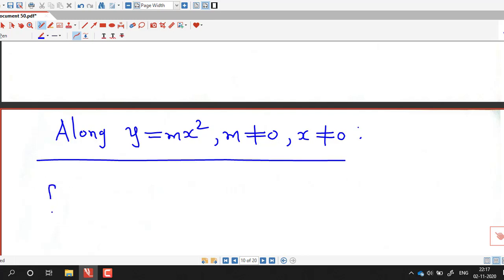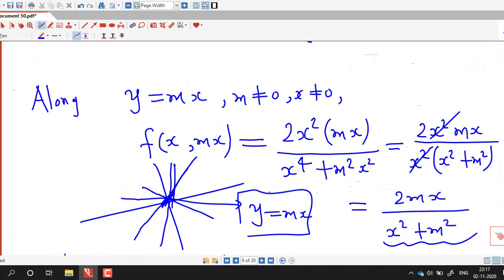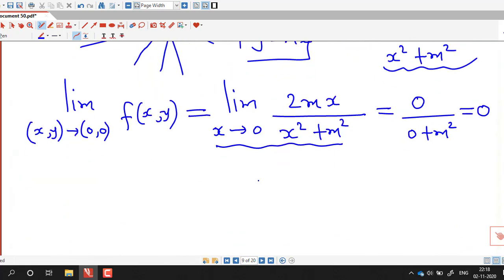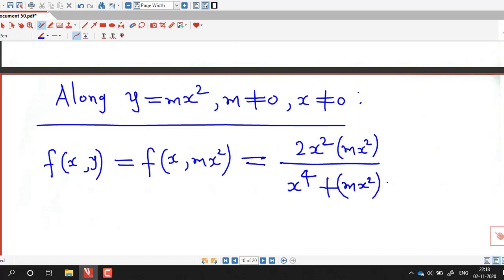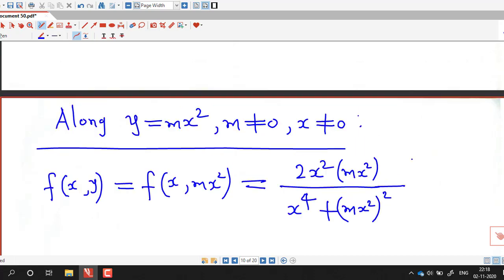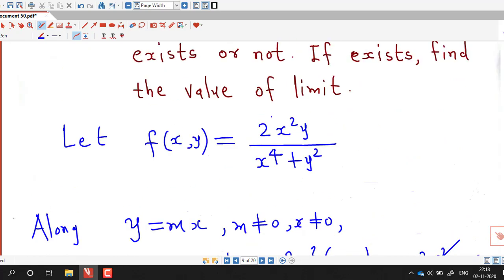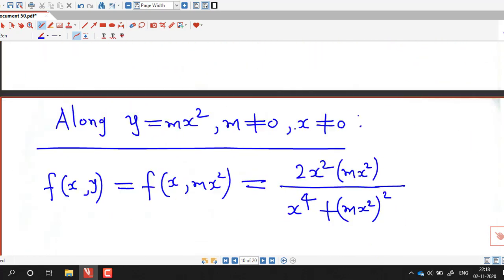And we check what our function becomes along y equal to m into x square. So we have to put y equal to m into x square. f(x, y) is 2x square y over x raised to 4 plus y square, and y is replaced by m into x square.